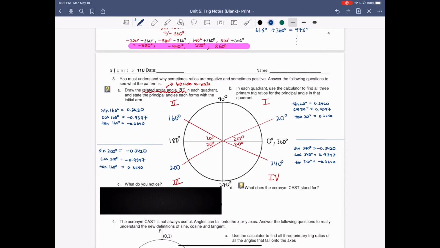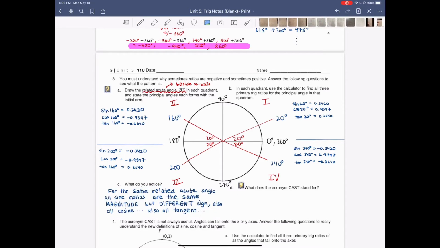Okay, so I'm going to write that down. For the same related acute angle, all sine ratios are the same magnitude, meaning the same value, but different sign, and also the same thing for cosine and for tangent. So see how it's 0.3420, negative 0.3420, 0.3420, and negative 0.3420. Okay, so that's part C of what we notice. What's another thing that we notice?